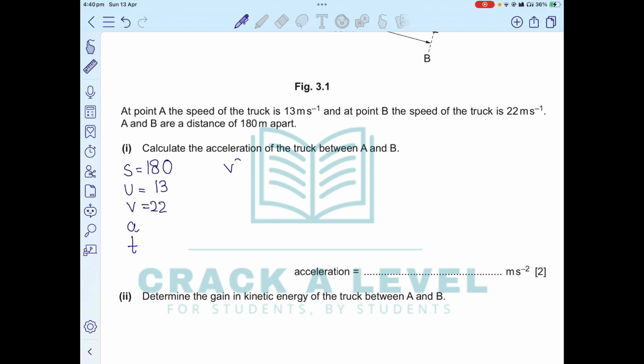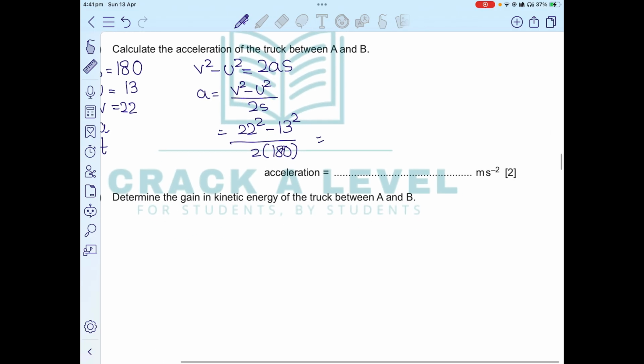Pretty clear that we have to use the formula v squared minus u squared is equal to 2as, and a is actually equal to v squared minus u squared divided by 2s. The v squared is 22 squared, the u squared is 13 squared, divided by 2 times 180 meters. Now simply put this in a calculator and you would get 22 squared minus 13 squared divided by 2 into 180, which is essentially 0.875 meters per second squared, which can be written as 0.88.